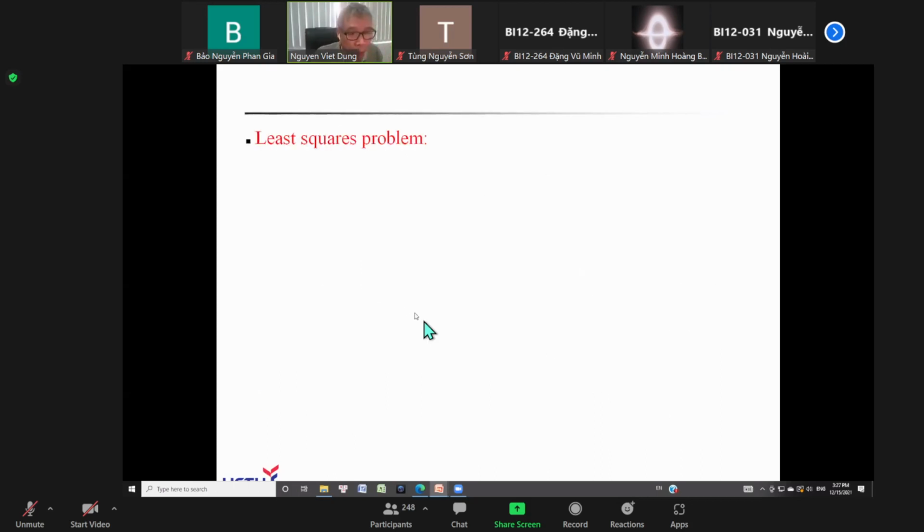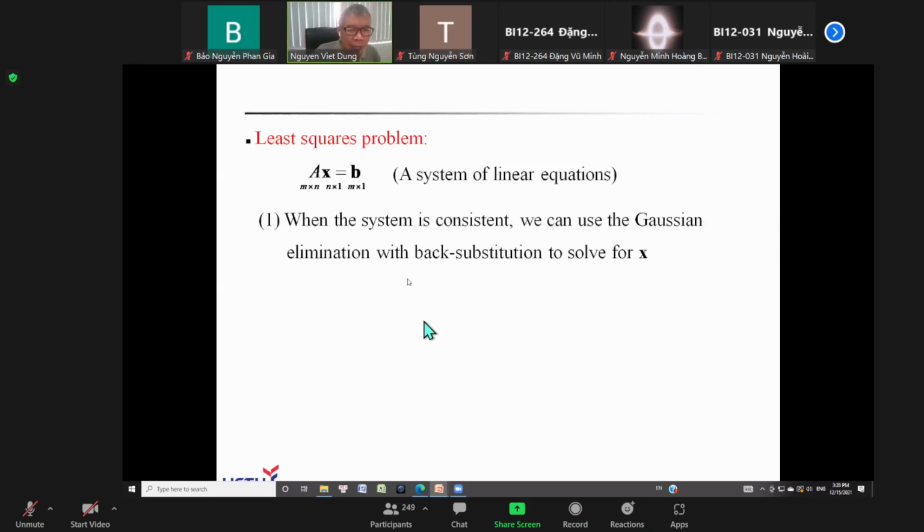Now we go to the least squares problem. It is as follows. Suppose that we are given a system of linear equations AX equals B. A is an M by N matrix, X is a column N by 1, and B is a column M by 1. When the system is consistent, meaning it has at least one solution, we can use Gaussian or Gauss-Jordan elimination to find a solution.